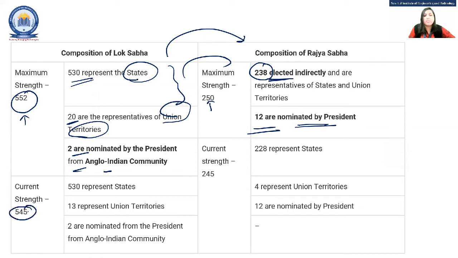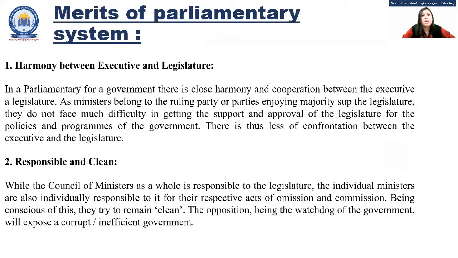Current strength as of now is 545. Okay, so we can see the current bifurcation, and here in the Rajya Sabha we have 245. Okay, that is how it is going in the current scenario. So that's about the composition of these things. Maximum strengths are shown as 552 and 250. Okay. Next one is what are the merits of this system?